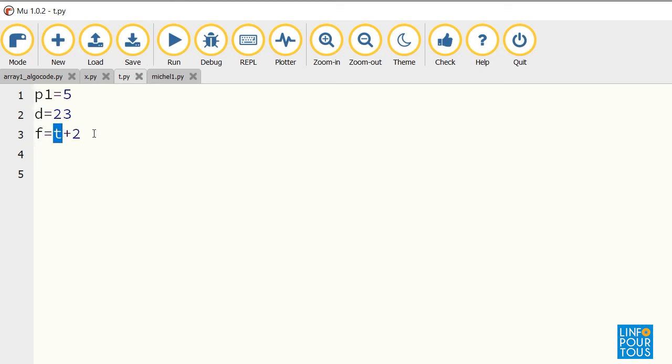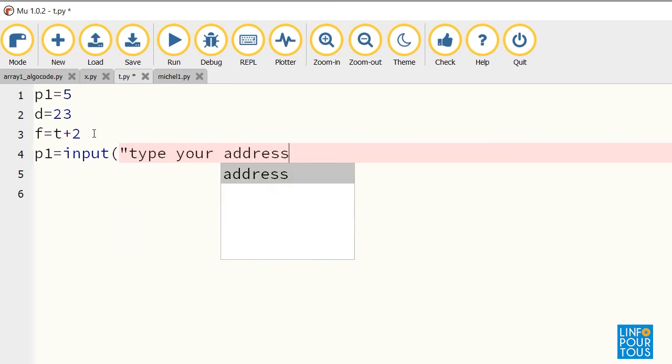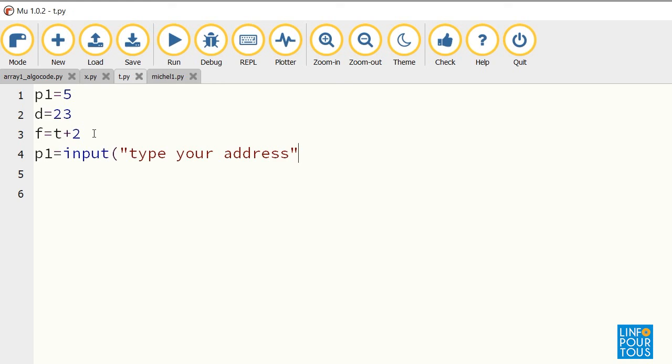The second way to input data is by using the input command that we saw in almost all the previous lessons. Look at the following example. P1 = input("Type your address"). The third way to input data is by using a calculation. Look at the following example. AV = (grade1 + grade2 + grade3) / 3.